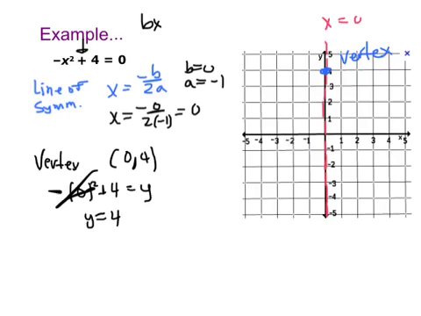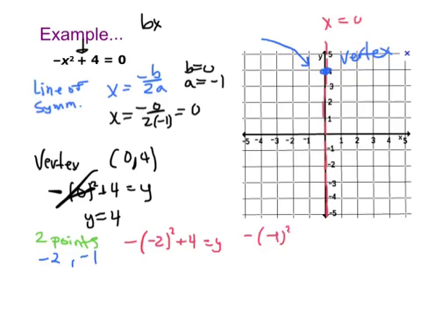And so now we need to find a couple points first. So 2 points. And the reason I choose 2 points is because this vertex is the same thing as our y-intercept. And so that won't really help us with a point to reflect. So I'm going to choose the 2 points, negative 2 and negative 1, to plug in. So if I plug these into my equation, I get negative 2 squared plus 4 equals y. And then over here I get negative 1 squared plus 4 equaling y.